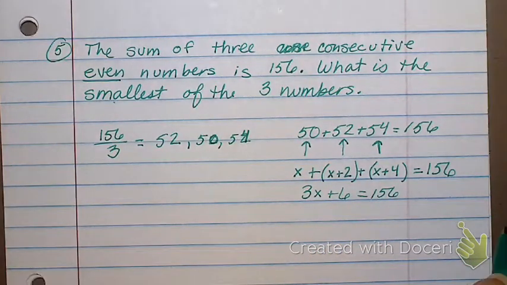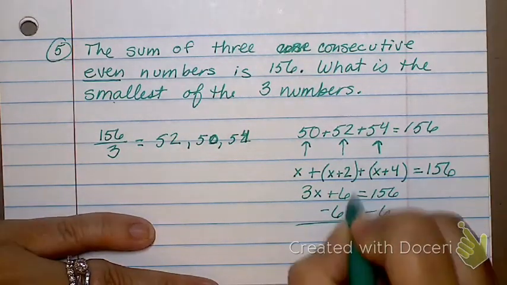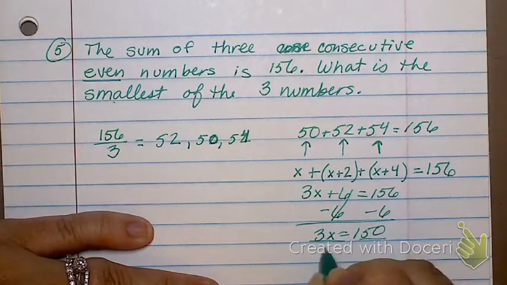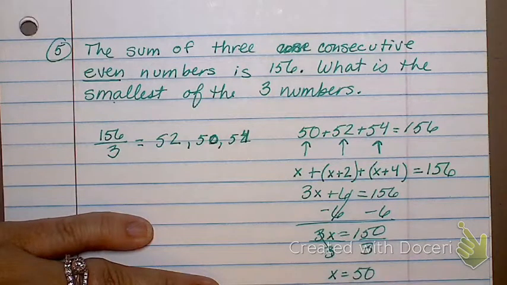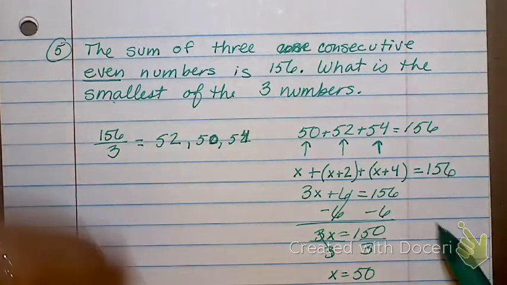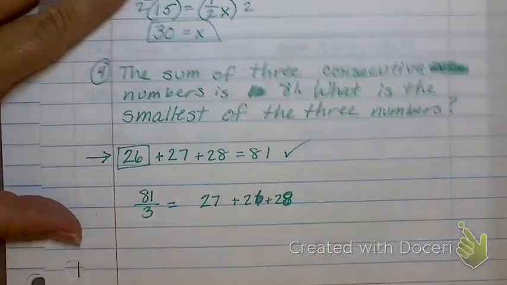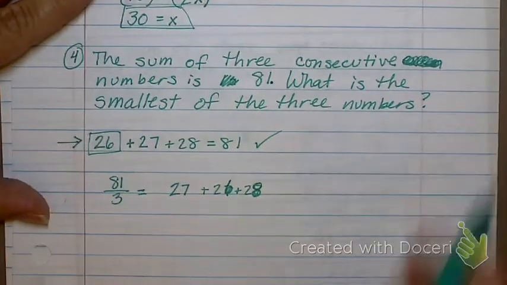Let's see if we get that same answer that we got before. Subtracting 6, 3x equals 150. And I get x equals 50. Is that the smallest number on the list? It is, so that does work. How is that similar to the one we just did? Could you write an equation for this one? Yes. What would it be?